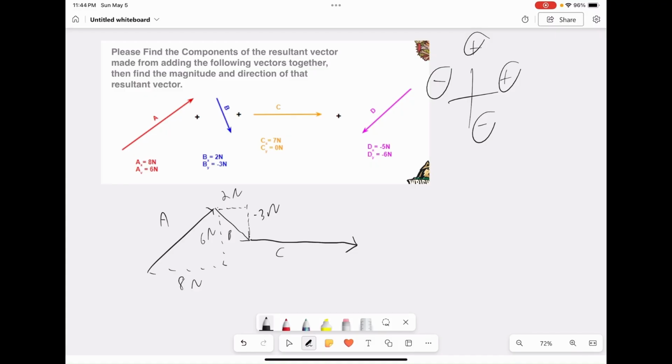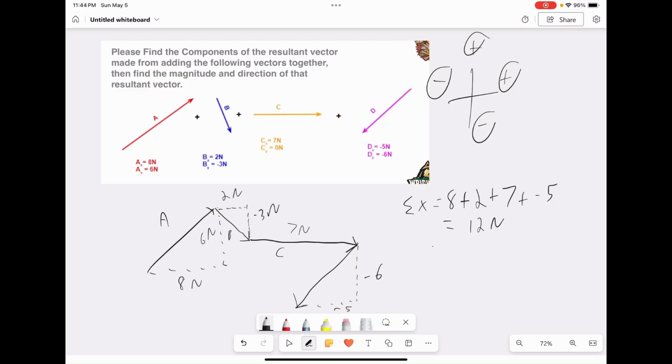Sorry, that was B. Here's C. It's got a y component of 0 and an x component of 7 newtons. And D is like this. Got an x component and a y component. Our x component is negative 5. Our y component is negative 6. Okay, so this question's actually quite simple. What's my total x? It's just the sum of all the x's. So that's going to be 8 plus 2 plus 7 plus negative 5, which gives me 10, 17 minus 5 is 12 newtons.